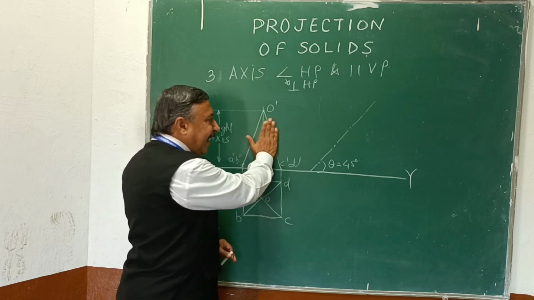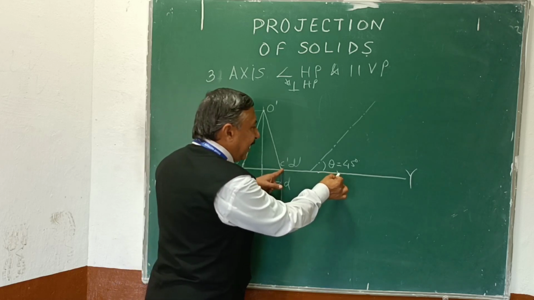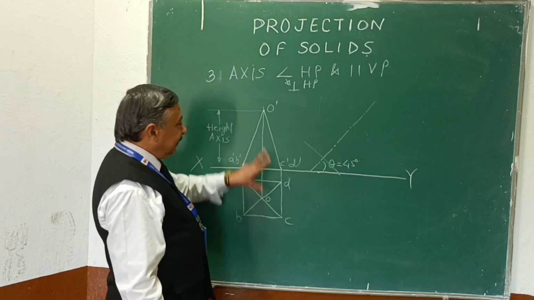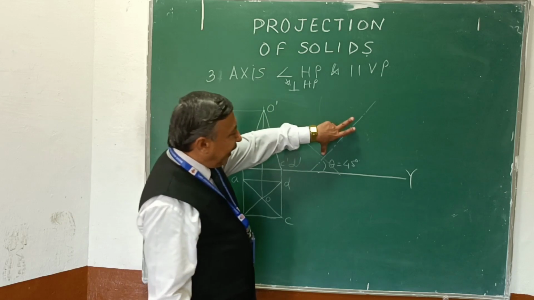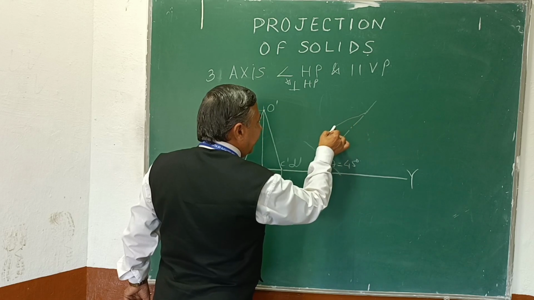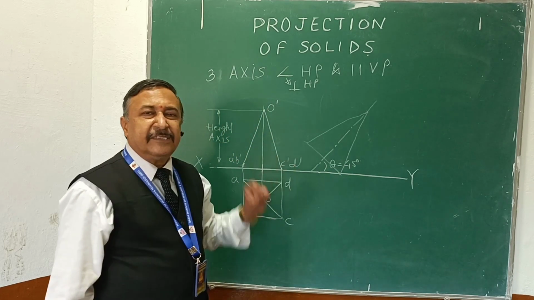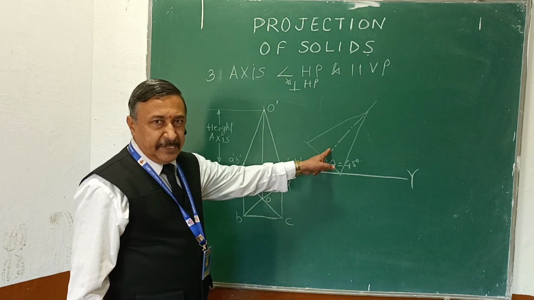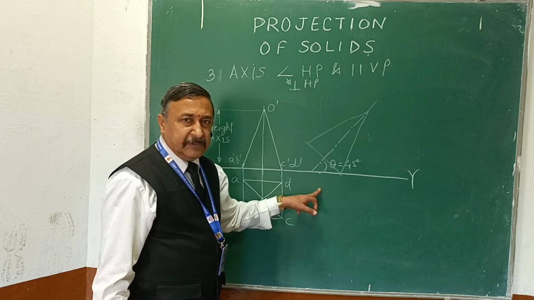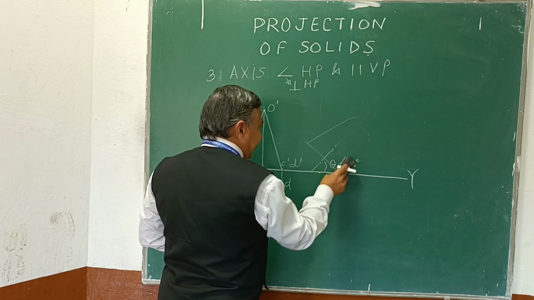So when it tilts like this, this corner is on XY, like this. This is the length of axis. We mark the length of axis now here and join here. So this gives us the position inclined to HP. But how do we draw? In this process, it is not easy to draw. So we take another process.